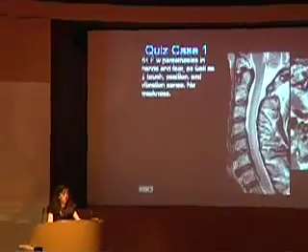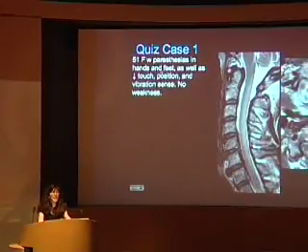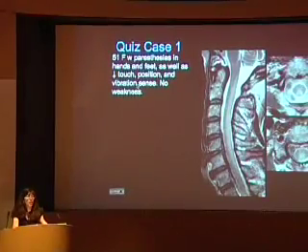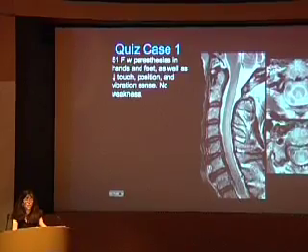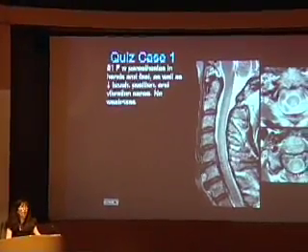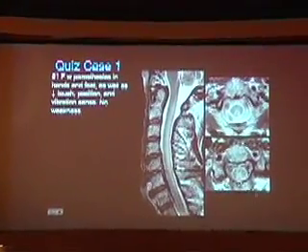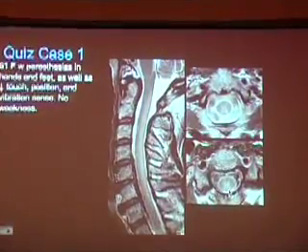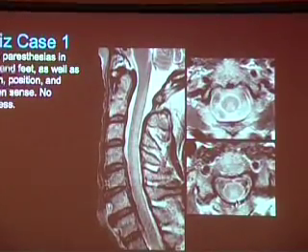Quiz case number 1. This is a middle-aged woman with paresthesias in her hands and feet, as well as problems with touch, position, and vibration sense. She's not weak. Sagittal T2 weighted image. We've got this fairly extensive abnormality involving the posterior aspect of the cervical spinal cord. Axial T2 weighted images. We've got abnormal T2 hyperintensity, which is confined to the posterior aspect of the cord.